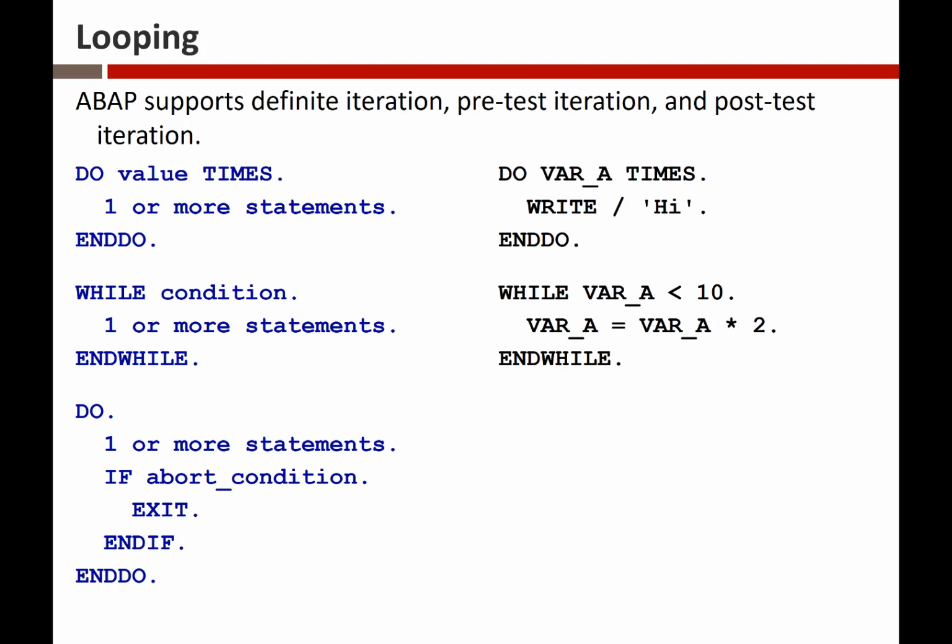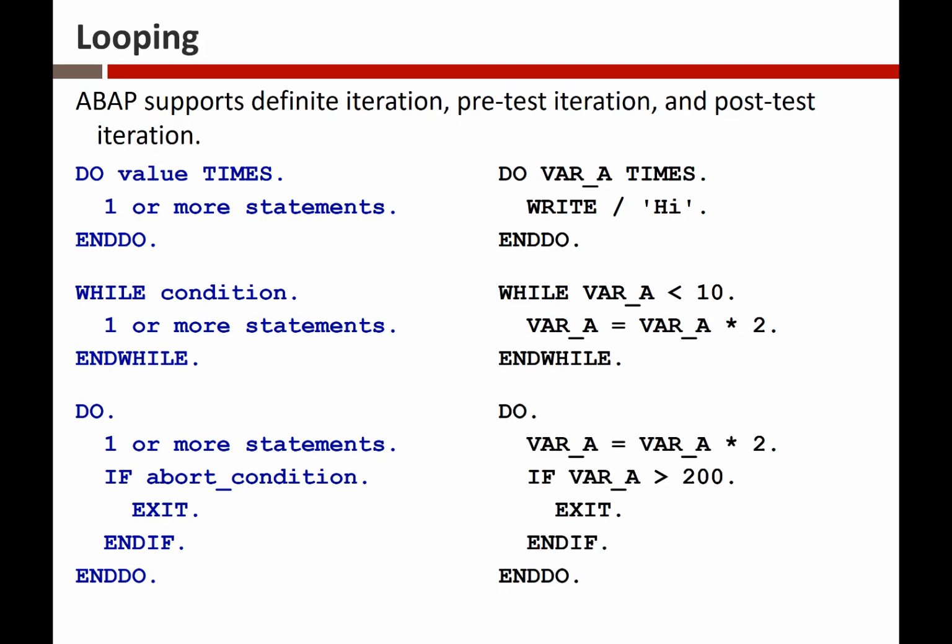But there's no such requirement. You could have an abort condition near the top, then you could have more code, and then you could have another abort condition. Obviously, the logic here can be structured however you actually need it in your programs. So an example of this would be: do, var a equals var a times 2. And all of these we're assuming var a has already been declared and initialized. If var a is greater than 200, exit, end if, end do.